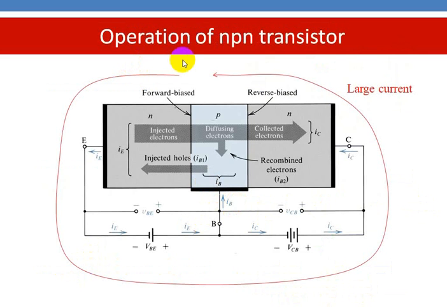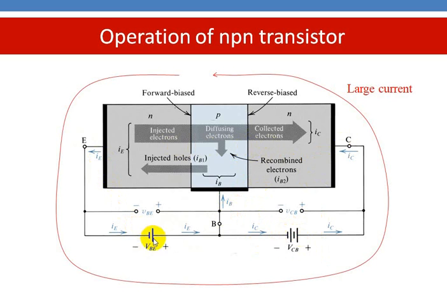Let us see the operation of NPN transistors. Here there are two junctions: one junction N and P, and another junction P and N. VBE is the voltage applied between emitter and base terminal, with the polarity like this. The emitter-base junction will be forward biased. This junction is called the collector-base junction. VCB is the voltage applied between collector and base, and for this polarity, this junction will be reverse biased.